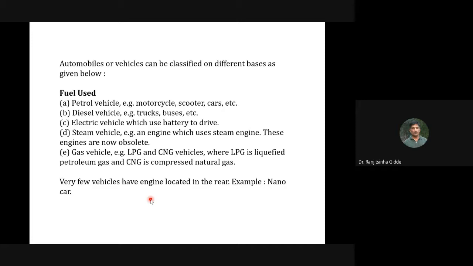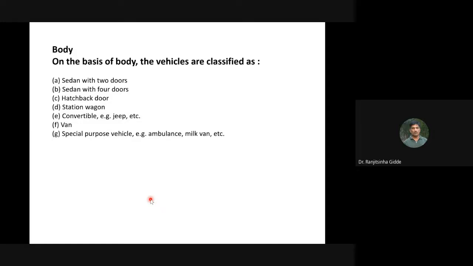Okay, then based on the body, how the structure above the chassis is provided, there are different types. One is called a sedan with two doors. Only two doors are there, but the car is long enough to give the feel of a sedan car. Sedan with four doors, so whatever that Honda Amaze, that is a sedan with four doors.